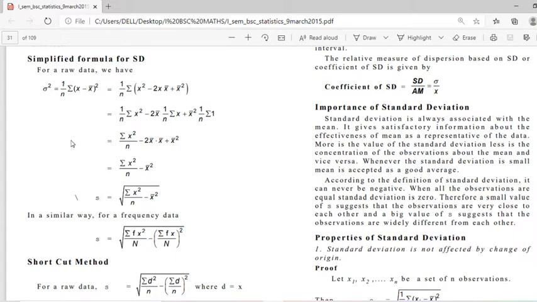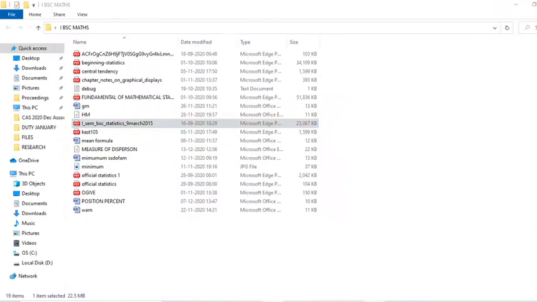In a similar way, we can simplify the frequency formula. The simplified version will be root of summation fi xi square by n minus summation fi xi by n, all square. Remember that in this book we can see it as x, but actually it is xi. So xi minus x bar square.